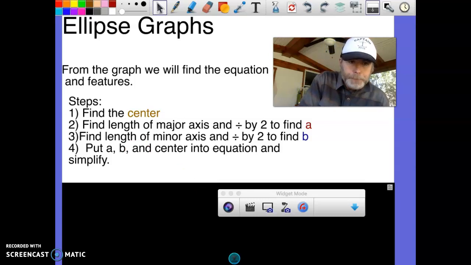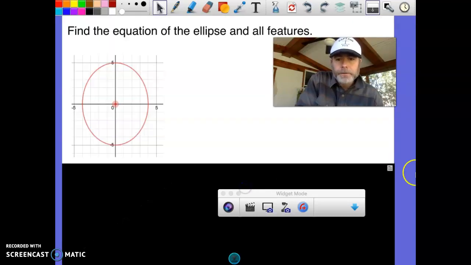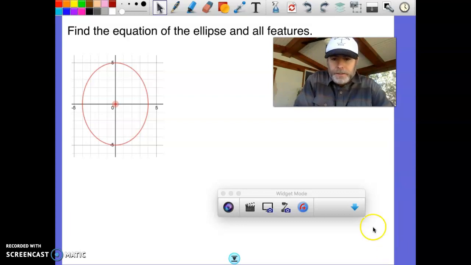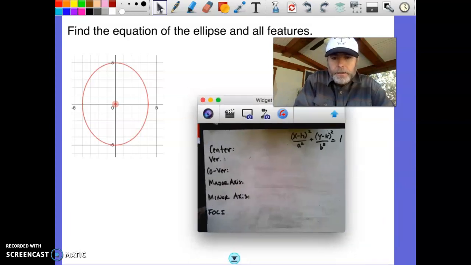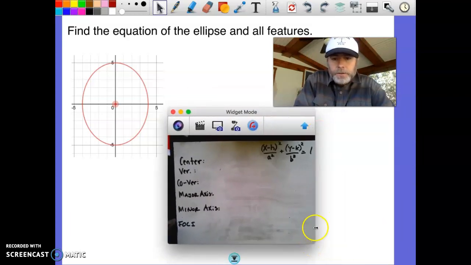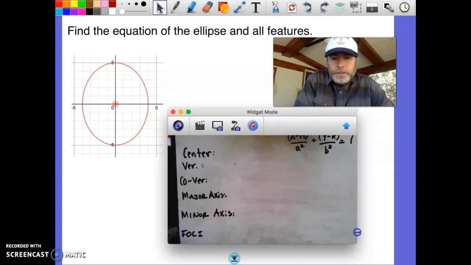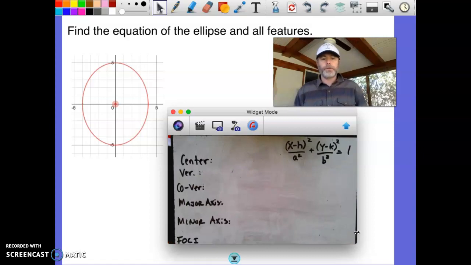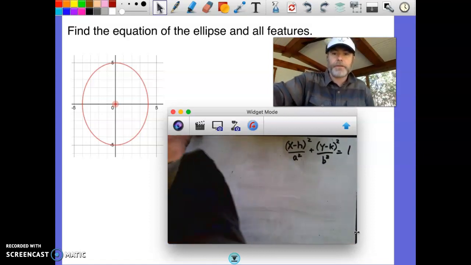So I have two examples to do with you today. First example looks like this. So find the equation of the ellipse and all its features. Let me pull our whiteboard on here. Let's see if we can squeeze it all in. Okay, so this is what I like to do. I like to start off and write down these things.